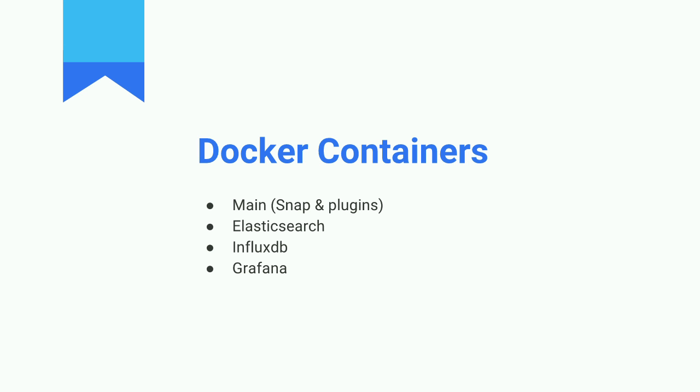Let's see how many containers we need. For simplicity, Elasticsearch, InfluxDB, and Grafana have formal Docker images, so I can just pull them from Docker Hub. For the application, all the collectors and publishers, plus we need the Snappy daemon, we will package them all together into one image. If you are familiar, you just create one Dockerfile, and that image we call the main image.